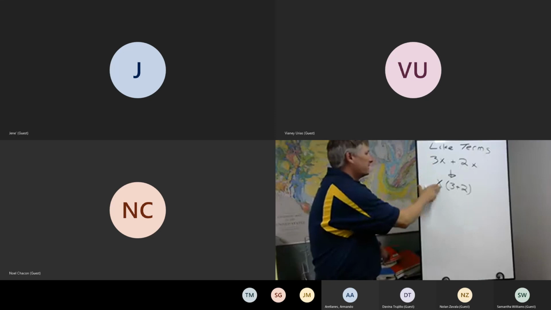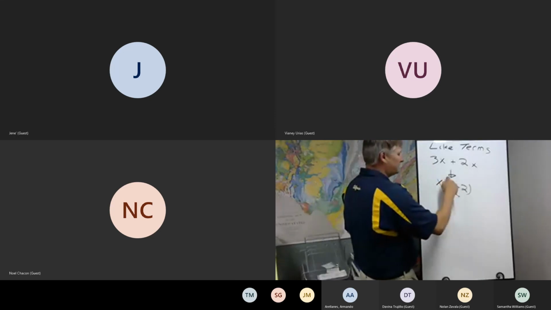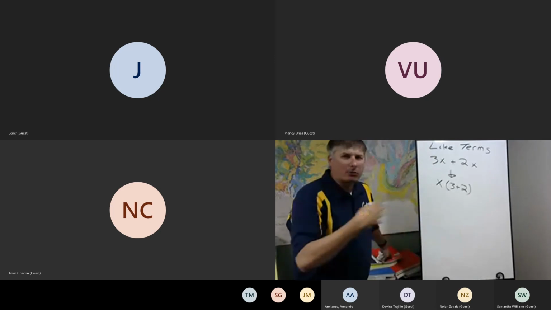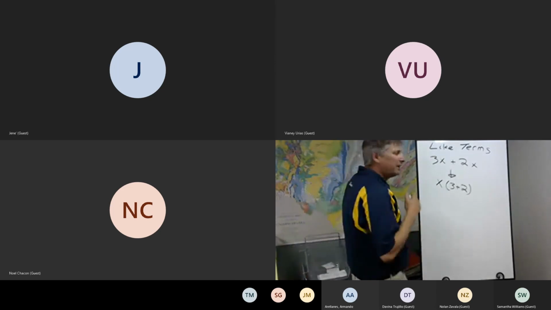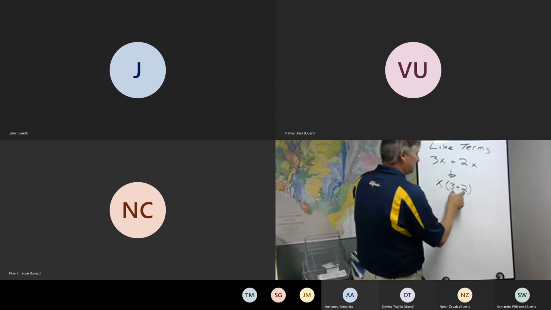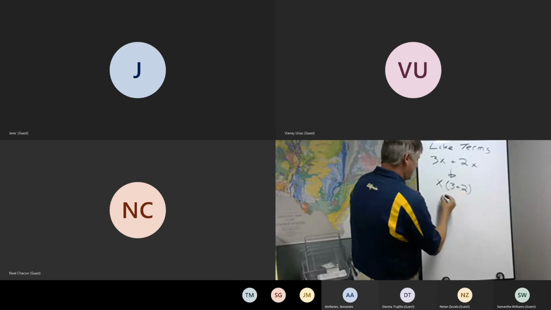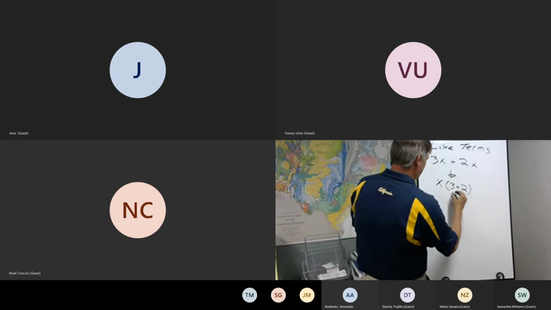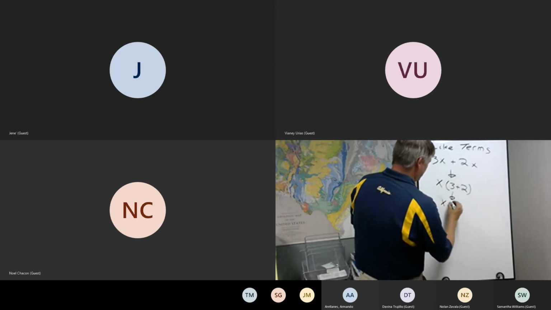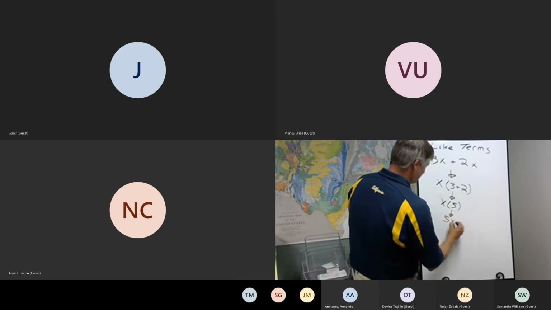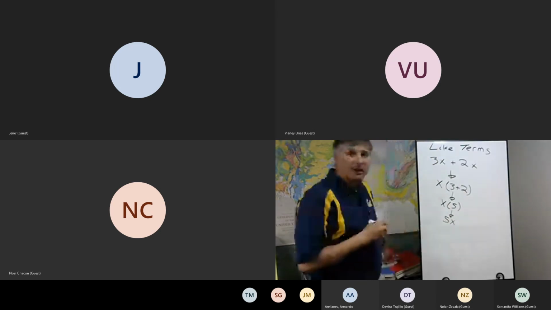So we've gone from here to here, because if you distributed x to 3 and to 2, you would get 3x plus 2x. So let's back that out. We're going to reverse it. If we reverse it, we're going to get, well, this is 3 plus 2. Let's get x times 5, or 5x.